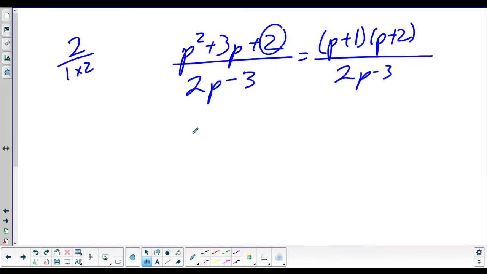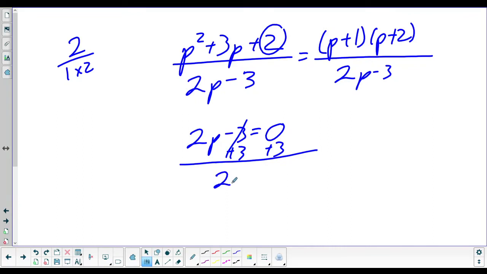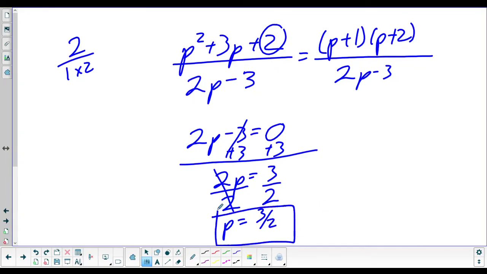To find our restriction, we say 2p minus 3 equals 0. We just set the bottom equal to 0. Add 3 over, so plus 3 plus 3. 2p equals 3. Then we divide by 2. The 2's cancel. p equals 3 over 2. So this is our restriction. You can have fraction restrictions. That's totally fine. And then if we look here, there's nothing on the top that matches the bottom, so there's nothing to cancel. So this would be our answer.